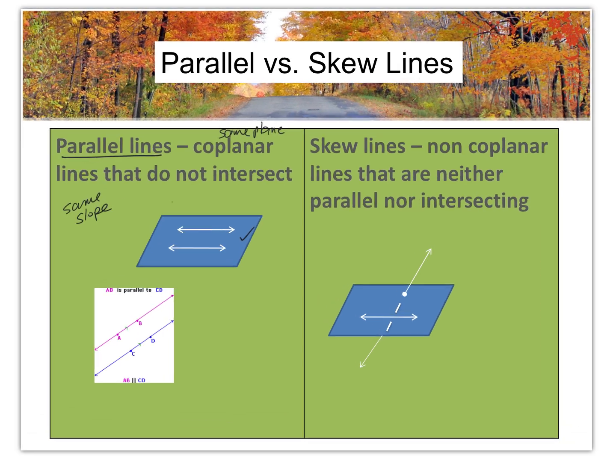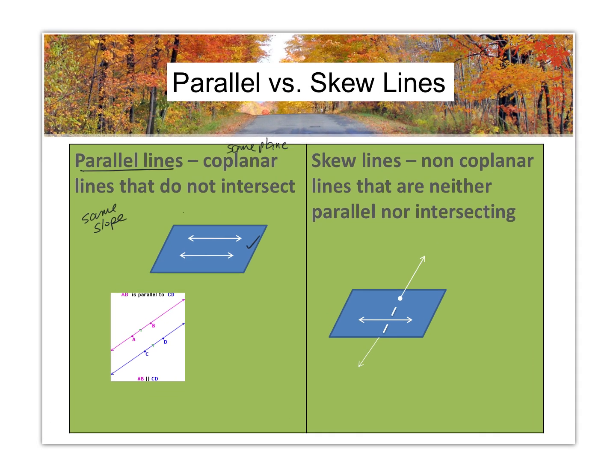So in this picture here, the white picture, it says line AB is parallel to line segment CD. AB is parallel to CD, and we write it like this. So this is the symbol for parallel lines.